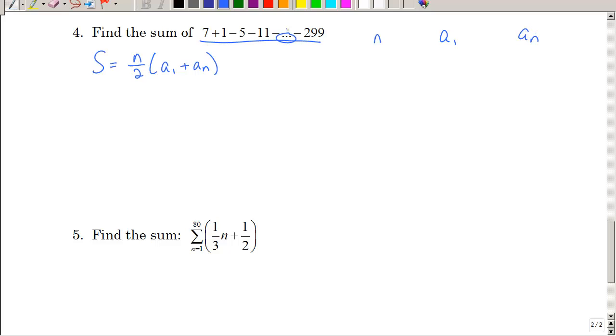Well, those dot dot dots tell you there's some missing terms in. So I believe the first term is 7. That's pretty easy. I'm not worried with d, that's not anywhere. I need to know n and a sub n. Well, in this case, we're going to take a sub n to be negative 299. That's the last one I need to add up. But what is n? I don't know. So then I'm going to go back to this formula.